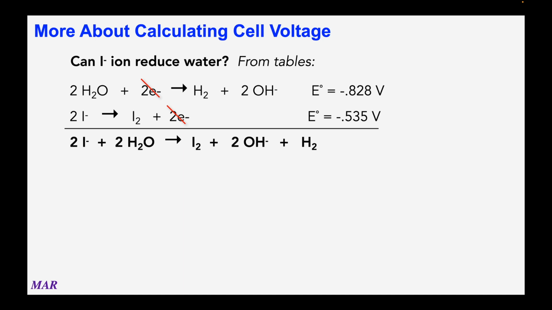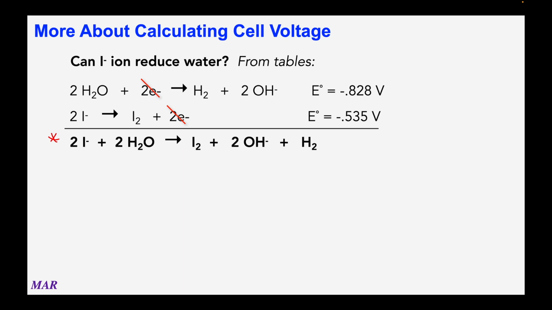And if you look at the table long enough, you'll see these two half reactions. The first one is water making H2 and hydroxide. The second one is iodide making iodine. Remember, iodide is I minus and iodine is I2. And if you combine them both together, the electrons cancel, and you've got a reaction where iodide and water are reacting to make iodine, hydroxide, and H2 gas.